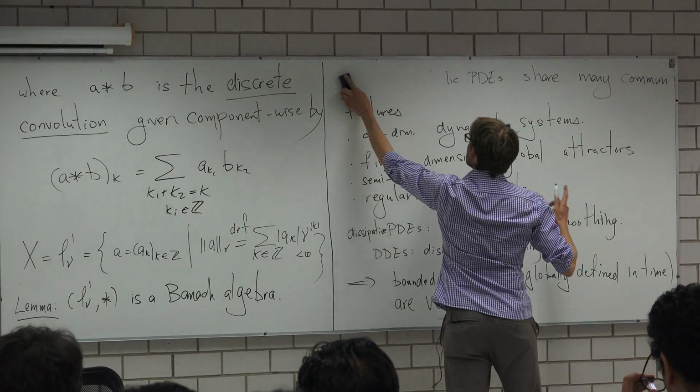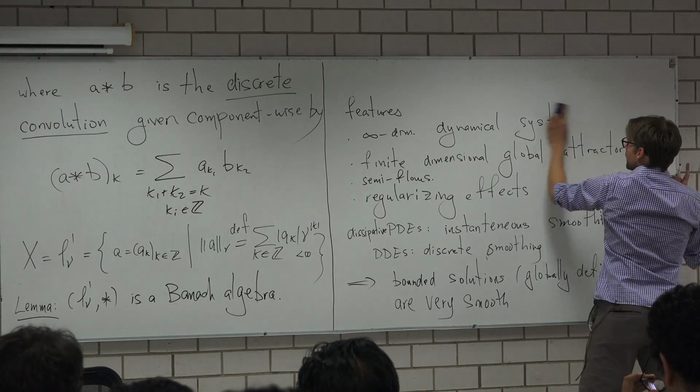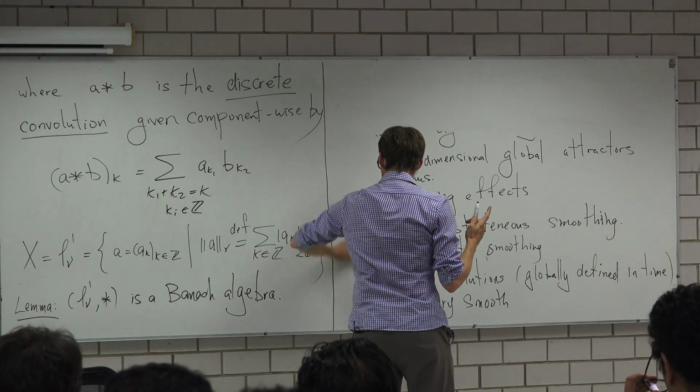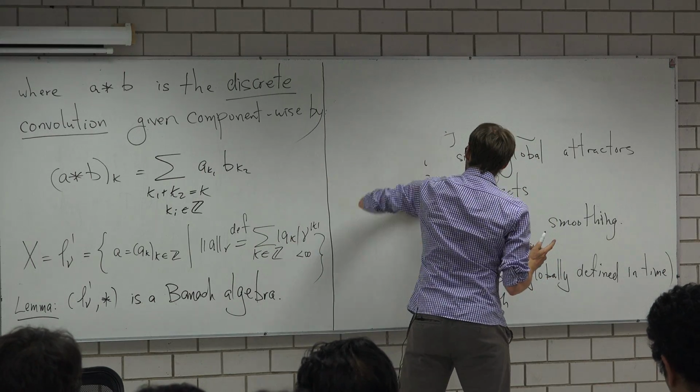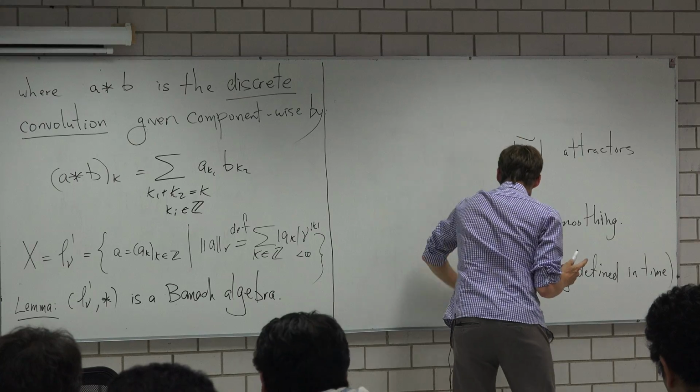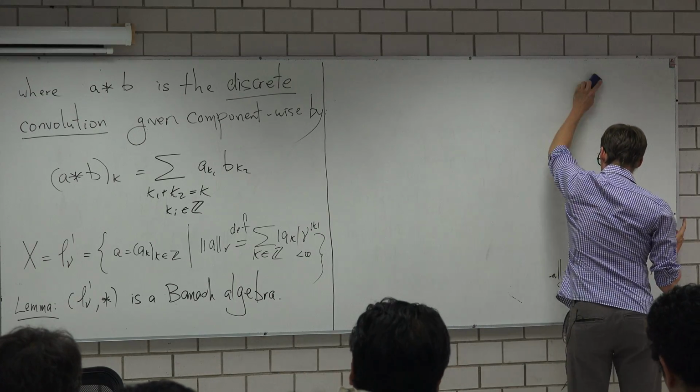Okay, so now let me move to a problem. Now I know how to multiply periodic functions. I know in which space I'm going to be looking for periodic orbits, knowing that they're analytic.